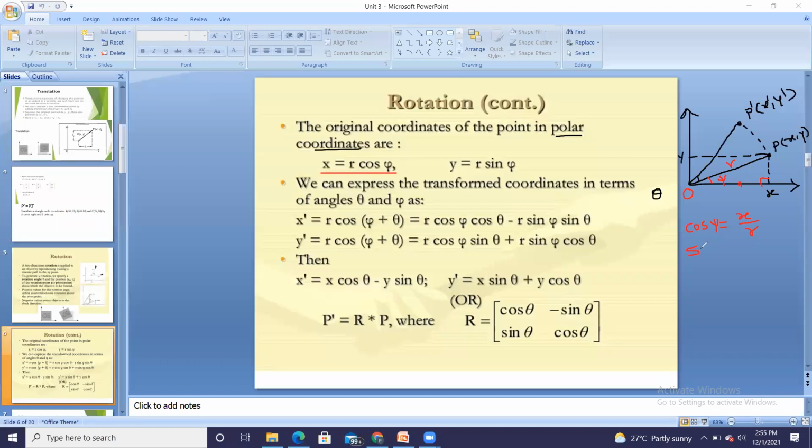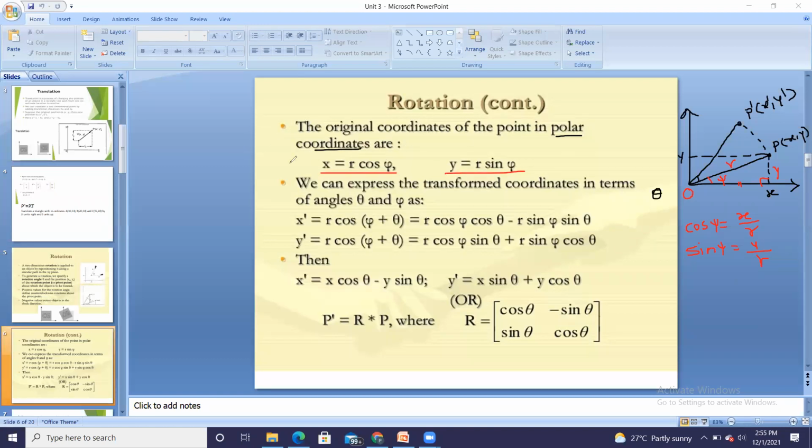Similarly, what is sine of psi? Y upon r. Right. What is this value then? This is your y, the opposite side, divided by the r value. So here you have y divided by r, and I can multiply r on this side and I will get y equal to r sine psi. So that is how we have calculated x and y in terms of polar coordinates.